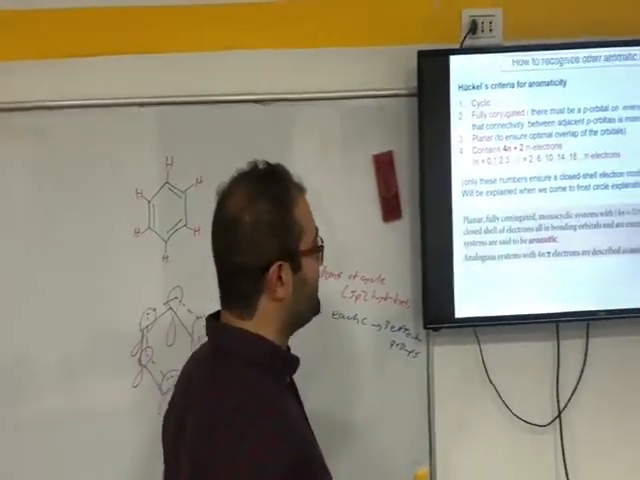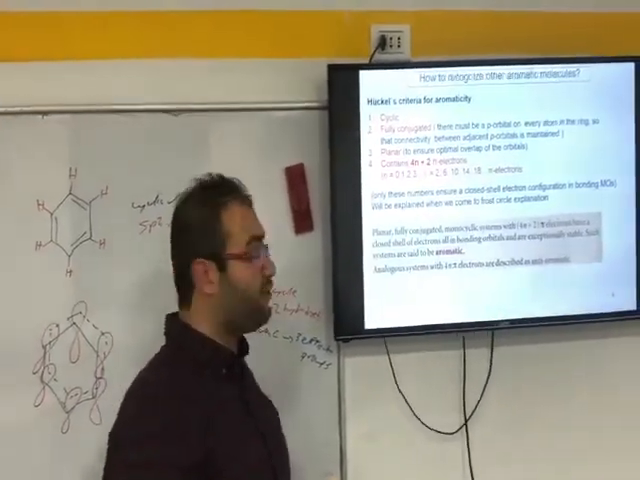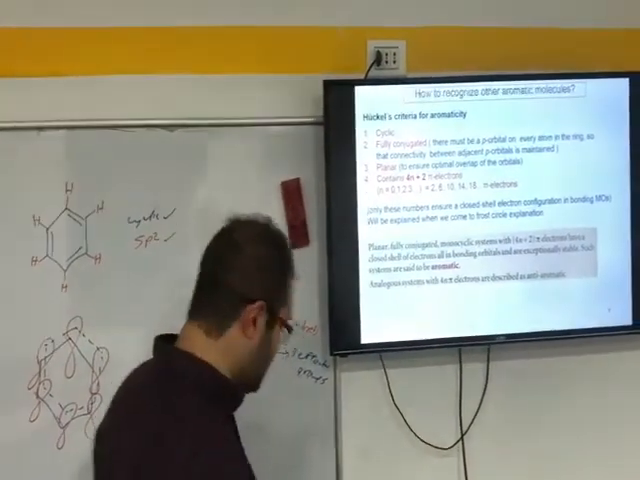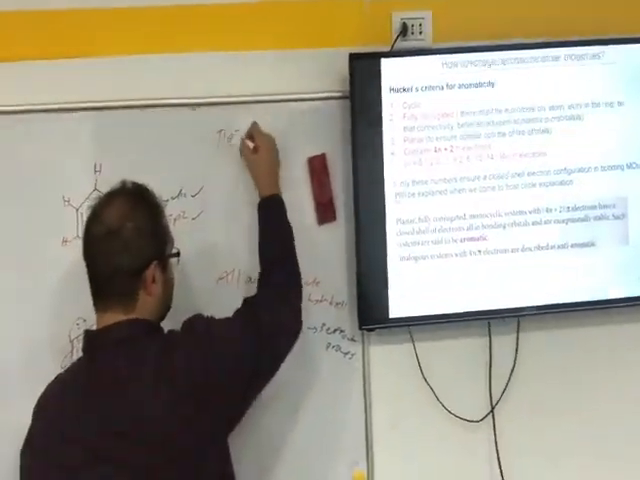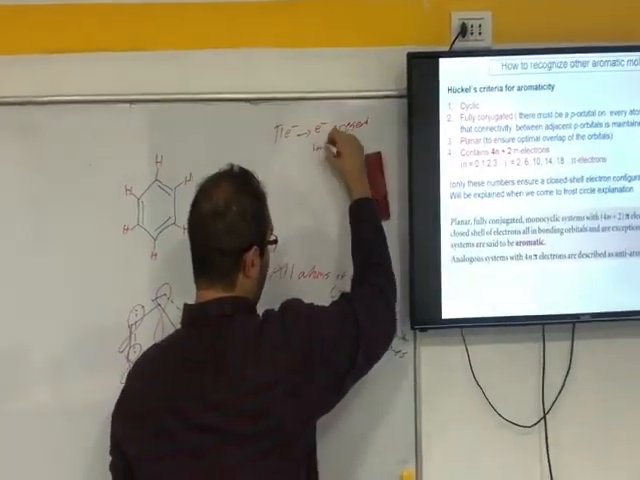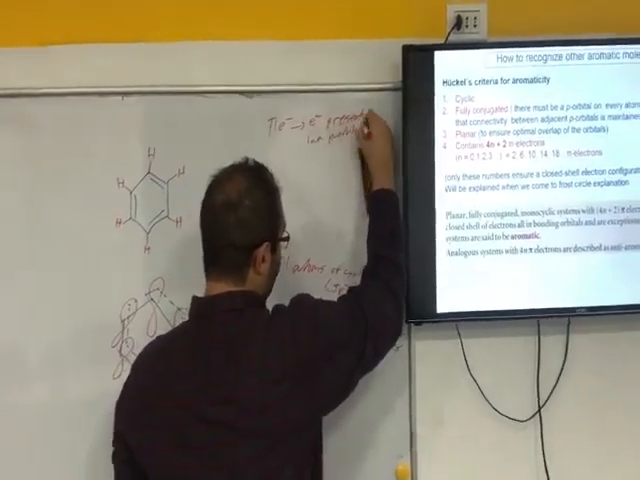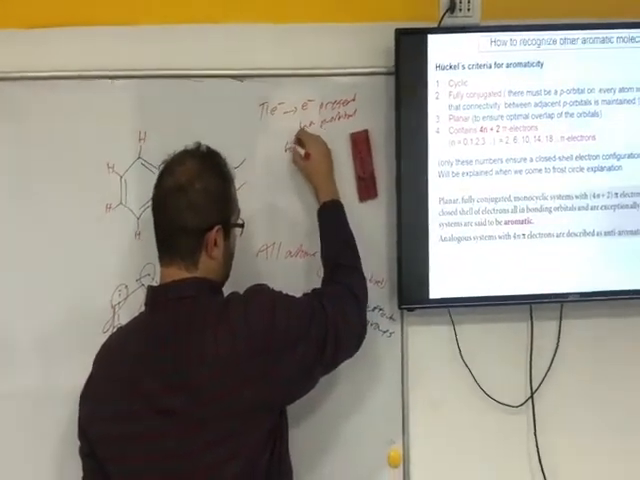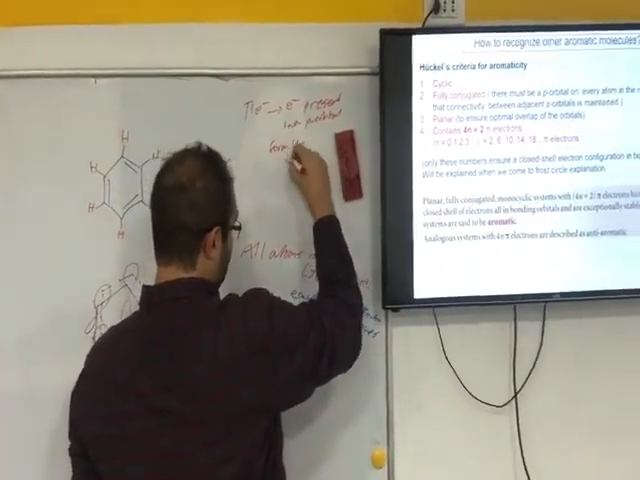And the final thing is that the structure should contain 4n plus 2 pi electrons. So what's meant by pi electrons? Pi electrons means electrons present in a p orbital, or in simpler words, electrons that form the double bond.